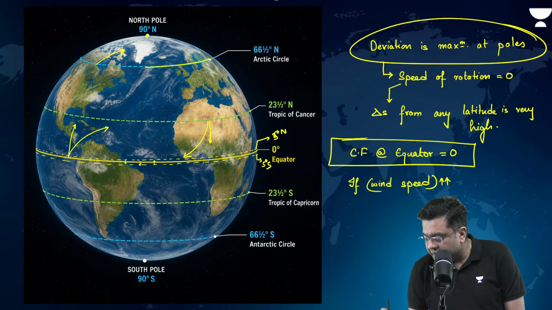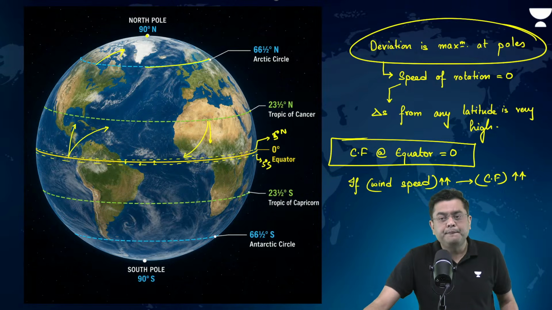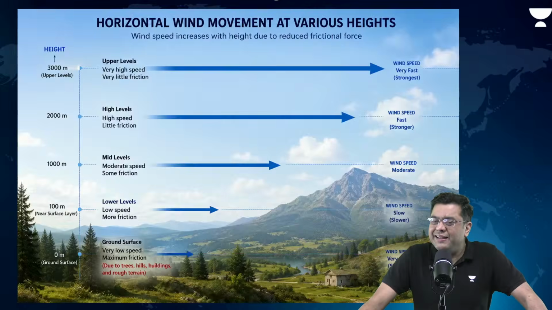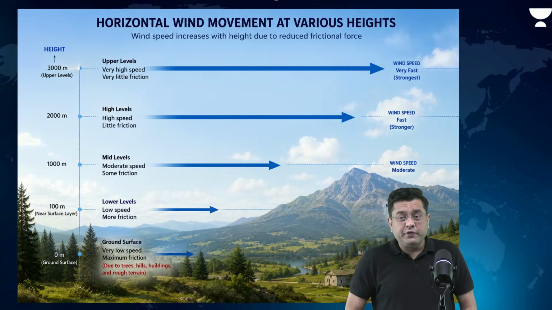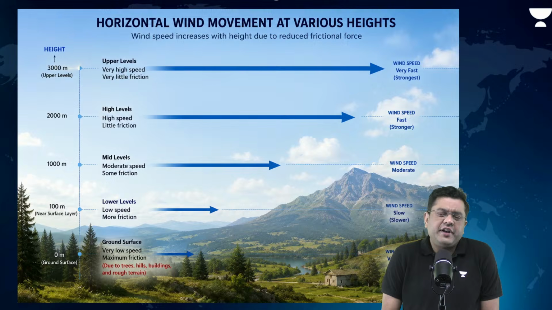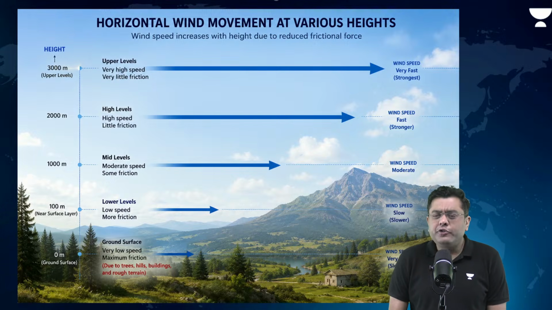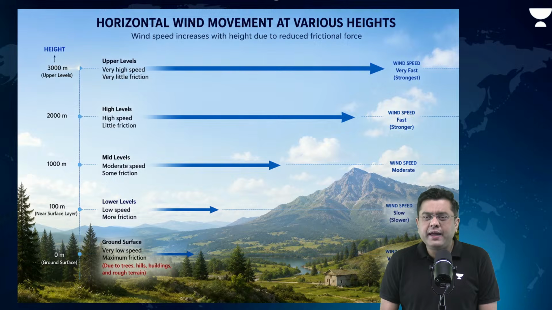So if wind speed is very high, Coriolis force is also going to be very, very high. Then there is another factor which influences the movement of wind, and that is what is referred to as the frictional force. What is a frictional force? Friction is the force of resistance.